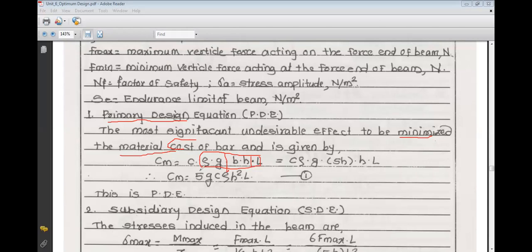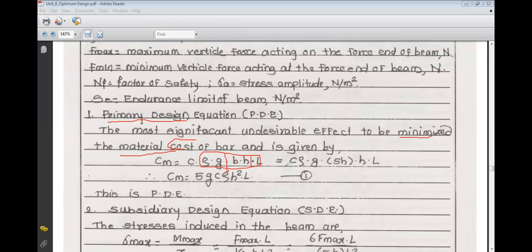a beam. Now in that, Cm is equal to C, where the unit of C is Rs per Newton. So we have to multiply by weight. Now weight is nothing but the weight density, that is rho g, into volume. If we have to multiply by mass, then there is no need of g, but here it is weight, so there is a need of g.